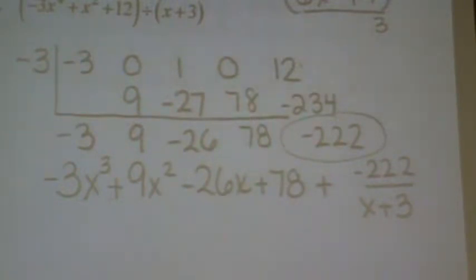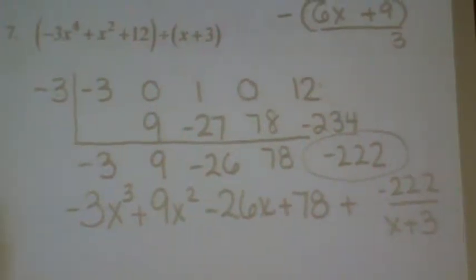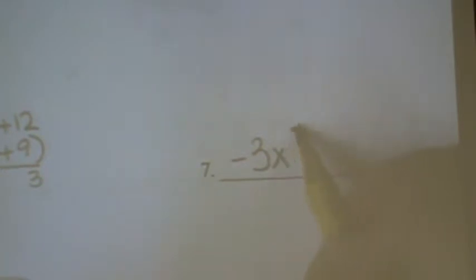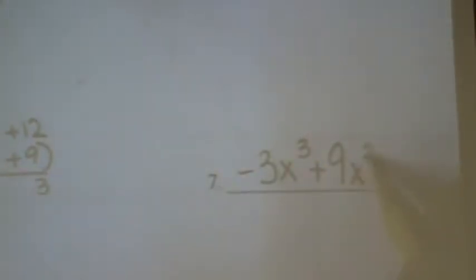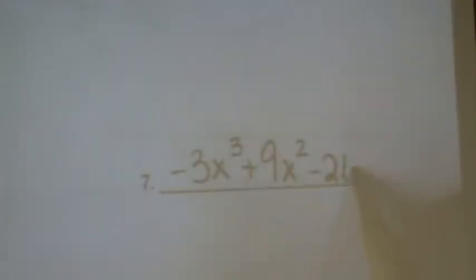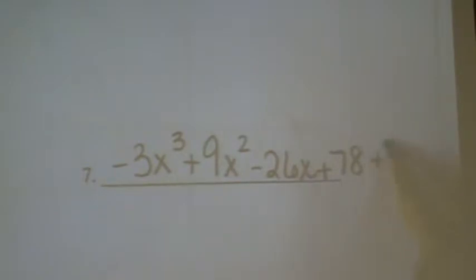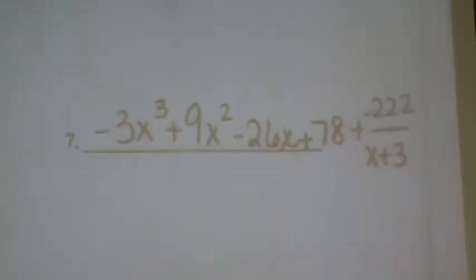Questions? So I can just think about your answer. Those are the coefficients of the answer. It's not the answer all the way, but your answer on the blank, you're gonna write this: negative 3x cubed plus 9x squared minus 26x plus 78 plus negative 222 over x plus 3. That's how you write the answer.